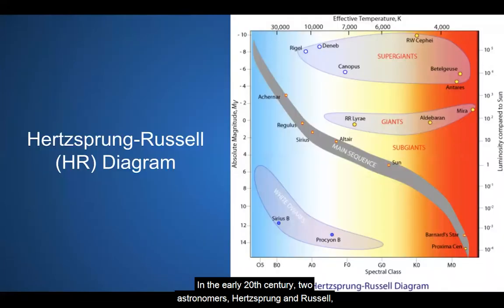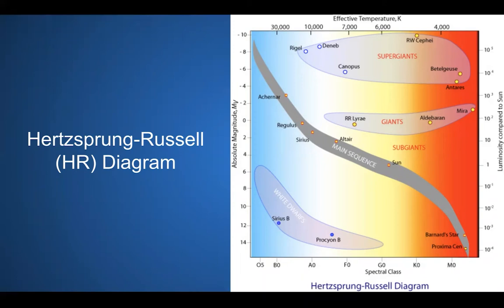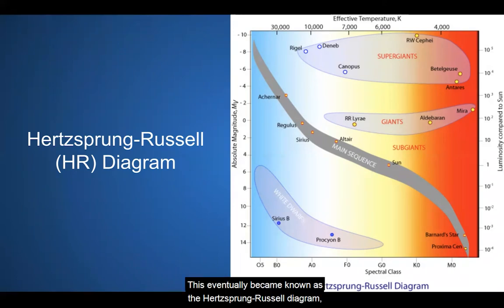In the early 20th century, two astronomers, Hertzsprung and Russell, independently found a way to plot all the stars in the universe. This eventually became known as the Hertzsprung-Russell diagram, named after the two scientists, or HR diagram for short, which is what you see here on the right.